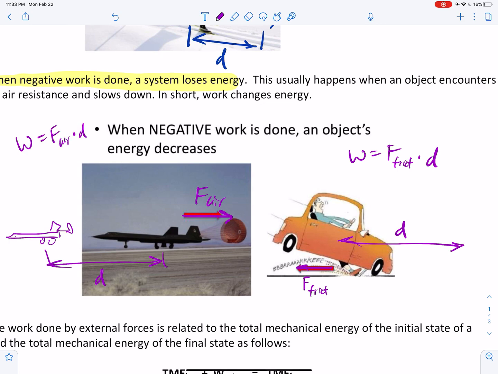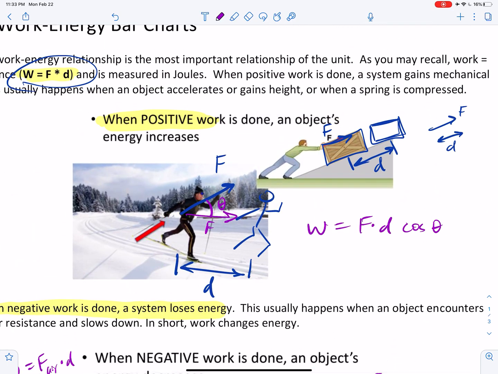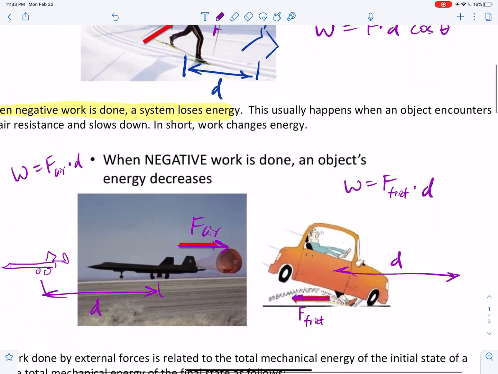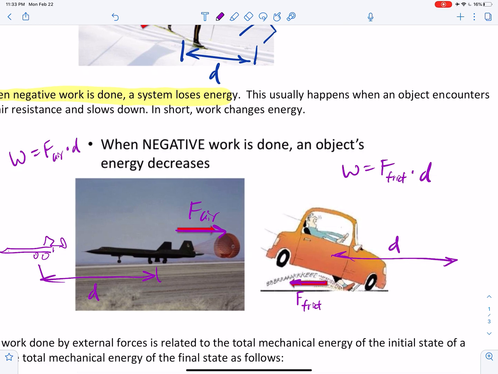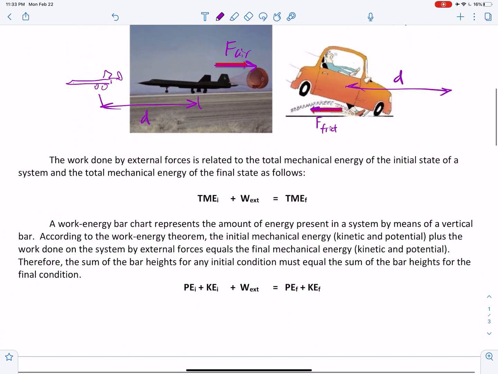Okay? So work is force times distance. When positive work is done, an object's mechanical energy increases. Those are these examples up here. When negative work is done, an object's mechanical energy decreases. Okay, so work changes the mechanical energy of this system of objects. The work done by external forces is related to the total mechanical energy of the initial state and the total mechanical energy of the final state this way, right?